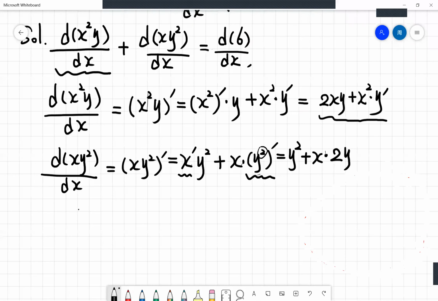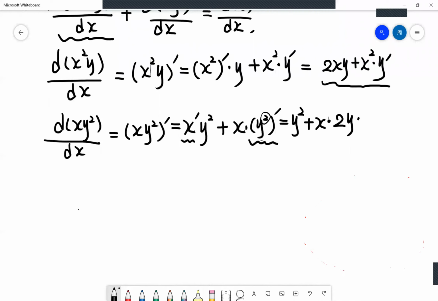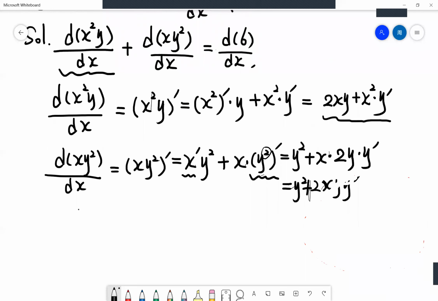And then times inside. Inside is always y prime. So that is y squared plus 2xy times y prime. And we have finished the left part. And the right part, it is a constant. So its derivative is 0.